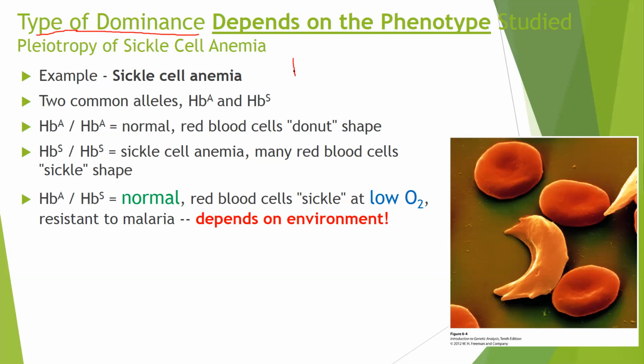Okay, so in this example, there's 1 gene called HB in human, and HBA is the wild type allele. The homozygous for this allele is normal, the standard genotype, and it will produce red blood cells having the donut shape like this. Yeah, it looks like a donut.